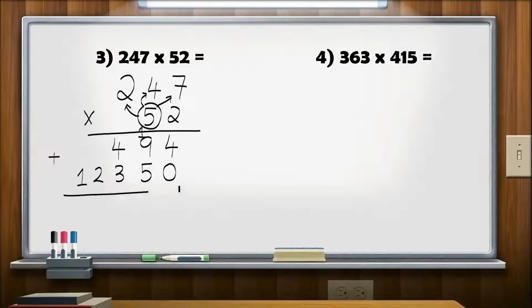Okay, and in order to get my final answer, all I'm going to do is add my totals together. So 4 plus 0 is 4. 9 plus 5 is 14. I'll carry the 1 over. 4 plus 3 is 7, plus the 1 is 8. And then I'll bring down the 2 and the 1. So the total for 247 multiplied by 52 is going to be 12,844.